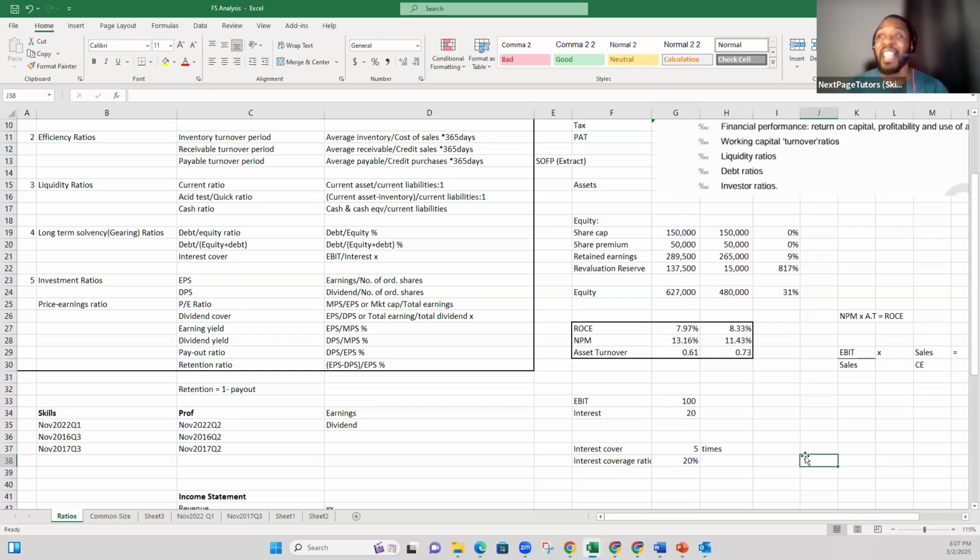Interest coverage ratio is telling you that interest is 20% of your EBIT, right? Interest is only 20% of your EBIT, but interest cover is putting it the other way around to tell you that your EBIT can cover your interest 5 times. Does it make sense?